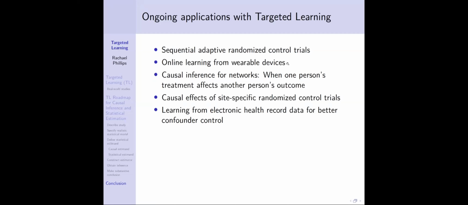Also online learning from data streams, in particular from wearable devices or mobile devices. Causal inference for networks, or when one person's treatment affects another person's outcome, how can we assign an independent structure in this setting and do statistical estimation? Causal effects of site-specific randomized control trials, and learning from electronic health record data for better control of confounders.